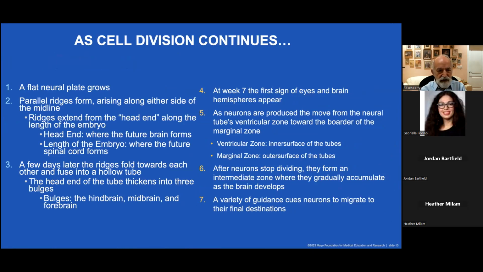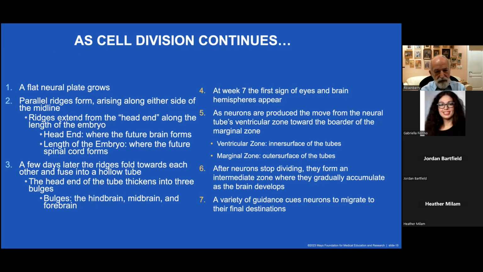And as cell division continues, a flat neural plate grows. Parallel ridges form arising from either side of the midline. Ridges extend from the head end along the length of the embryo. And a few days later, the ridges fold towards each other and fuse into a hollow tube. And that is essentially the progenitor of our spinal cord.